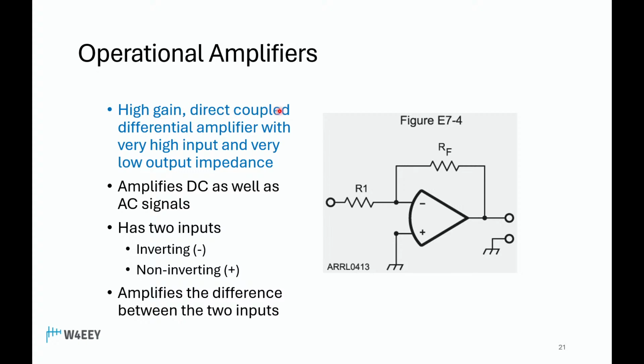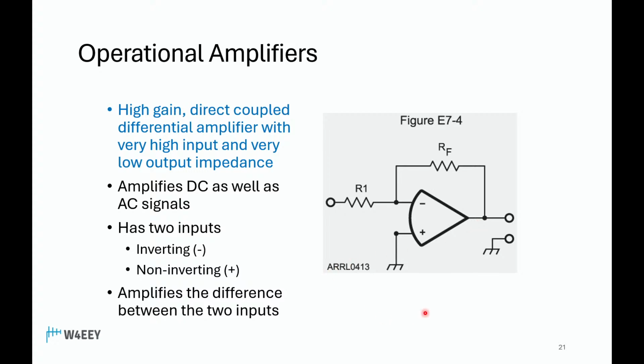Now, direct coupled differential amplifier. Differential means that you're looking at the difference between these input signals. We've got the non-inverting input, this one plus, and the inverting input, the minus. So differential amplifier means it's amplifying the difference between these two pins. Very high input and very low output impedance. So high input impedance here, a very low output impedance.